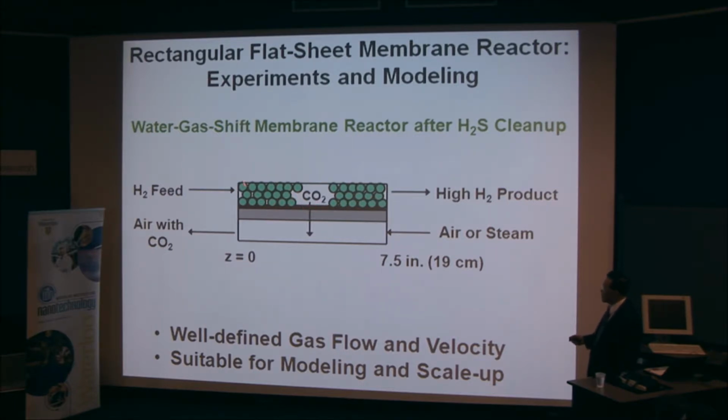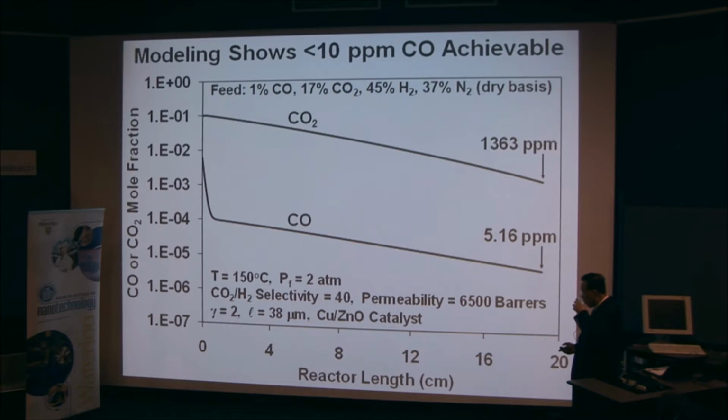So here we put the catalyst on top of a membrane. The catalyst will catalyze the water gas reaction, and then the membrane will remove the CO2 by letting it go across the membrane. And because we designed the cell in a way that we know the geometry exactly, we can calculate the gas flow rate and the gas velocity, and we can use them for the modeling comparison.